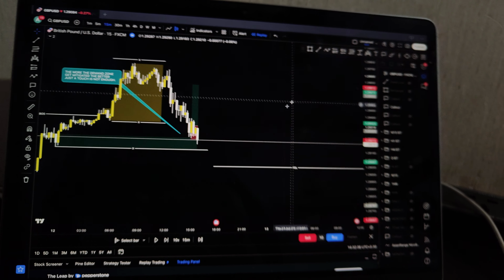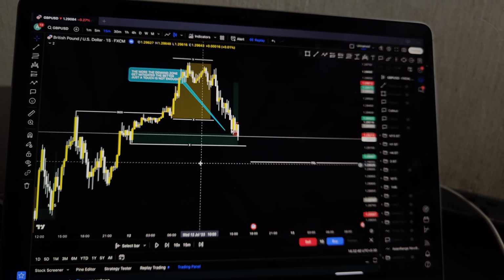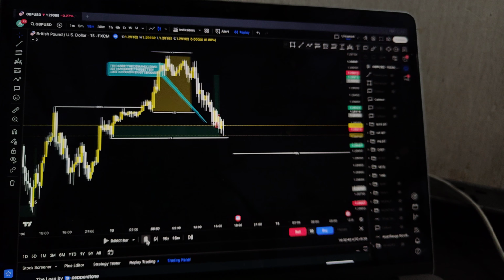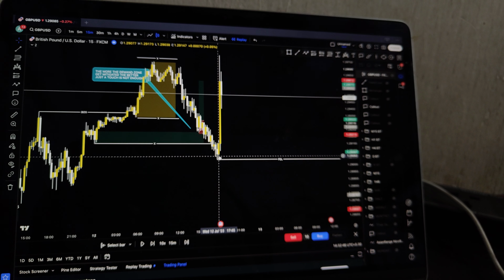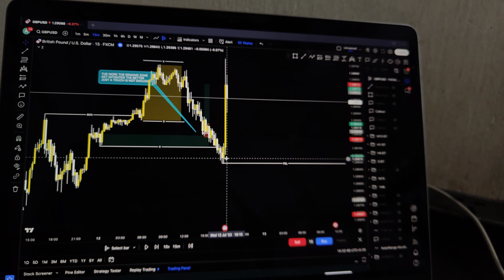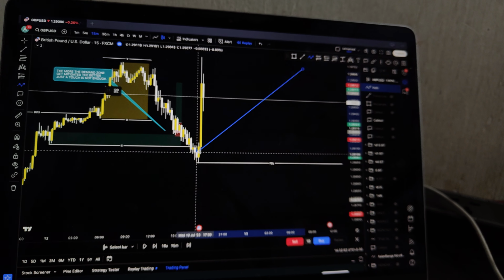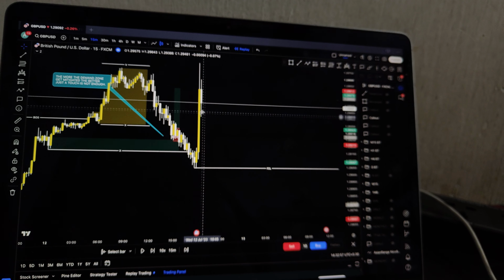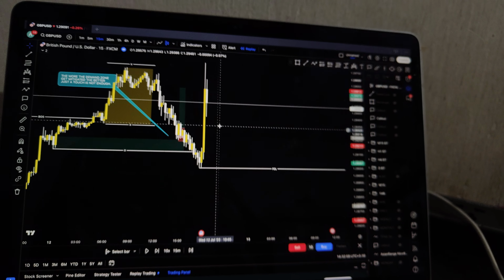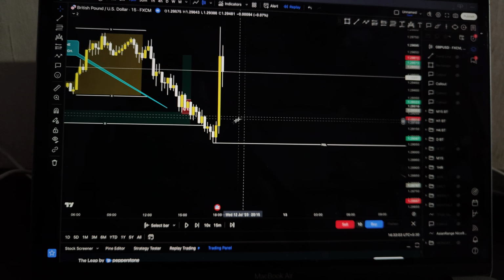Whereas here we can see we lost this trade, and after we lost this trade, the price decided to go down a bit, sweep this external liquidity, and then CPI. This is CPI right here, 18 PM. This is 6 PM Indian time. This is GBP CPI news right here, and you can see what happened after CPI.